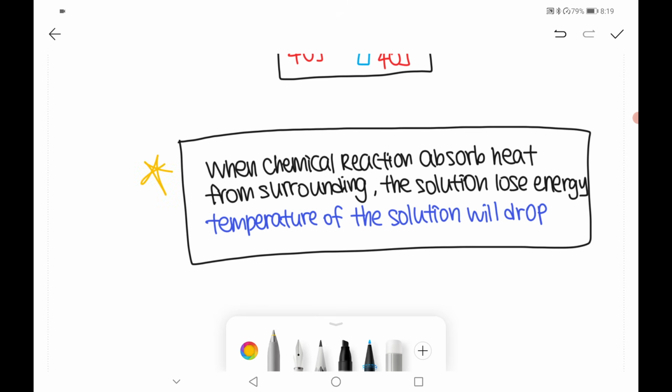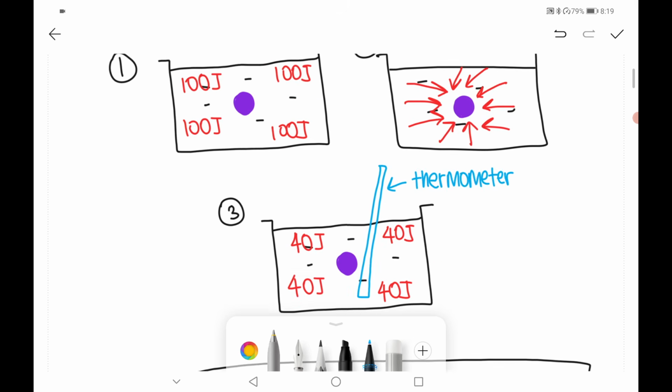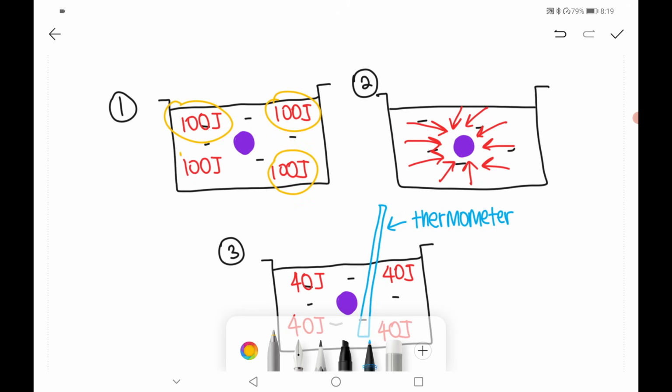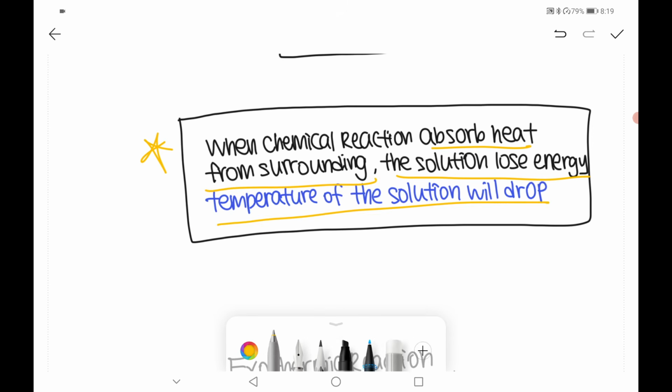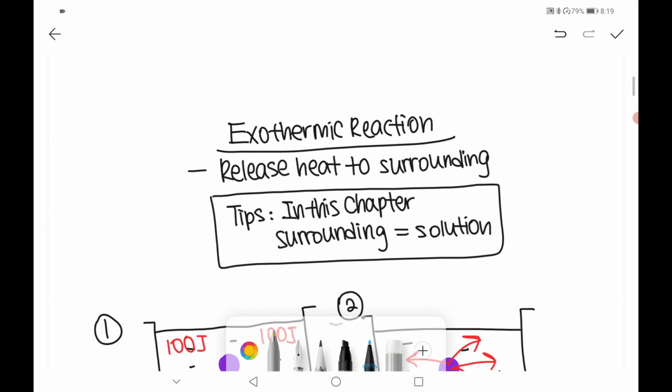When the chemical reaction absorbs the heat from the surrounding, you can see the solution loses energy, correct, right? The surrounding is the solution. When the energy of the solution is absorbed, the solution loses energy. So now the solution has less energy, and the temperature of the solution will drop. This is what you need to know. It's not very hard, it's not very complicated, right? So let's try one more example.